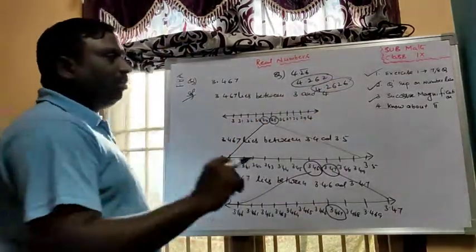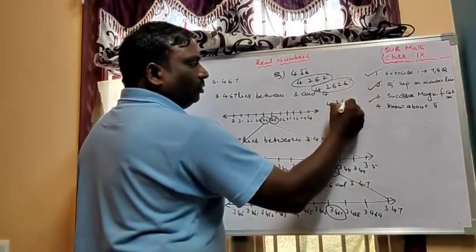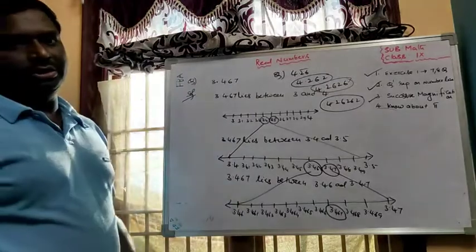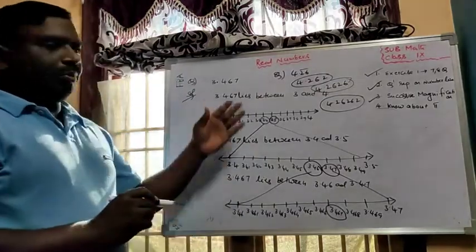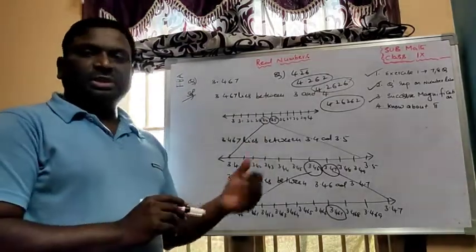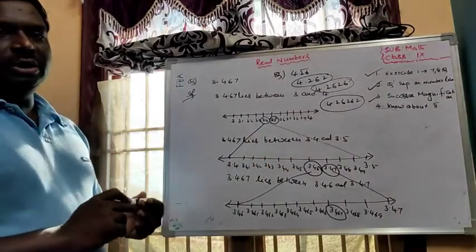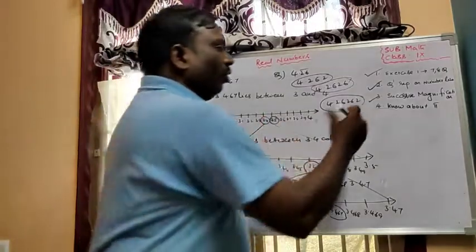Up to 5 decimal places means 4.26262. This question you have to do in this method. I hope you understand, the successive magnification method is a very important method for your public exam also, that means the SA1 exams. The last one is to know about pi.